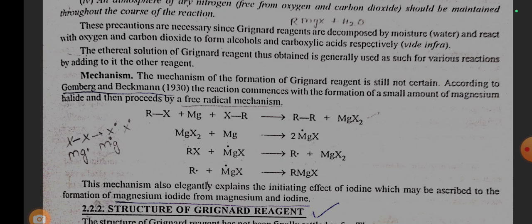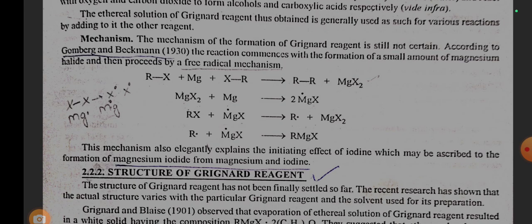According to Gomberg and Beckmann, the reaction commences with the formation of a small amount of magnesium halide and then proceeds by a free radical mechanism. RX + Mg gives R• + MgX. MgX2 + Mg gives 2 MgX. RX + MgX gives R• + MgX2. R• + MgX gives RMgX.